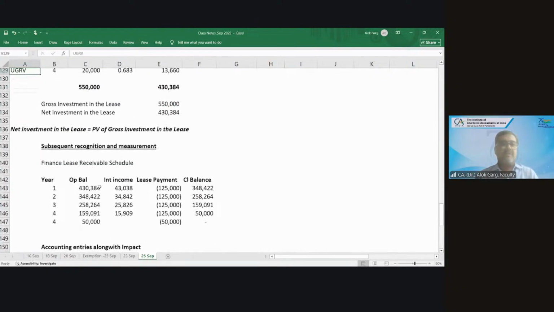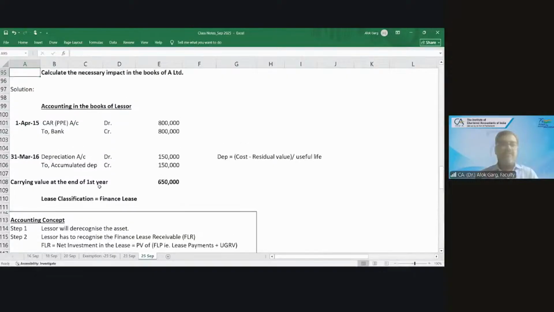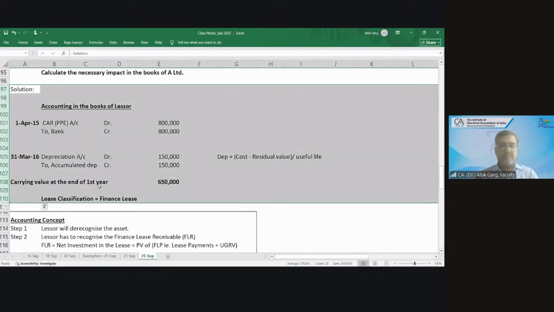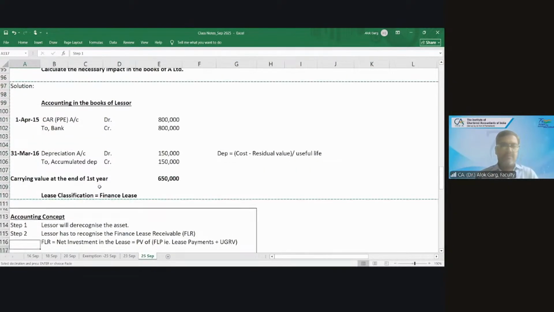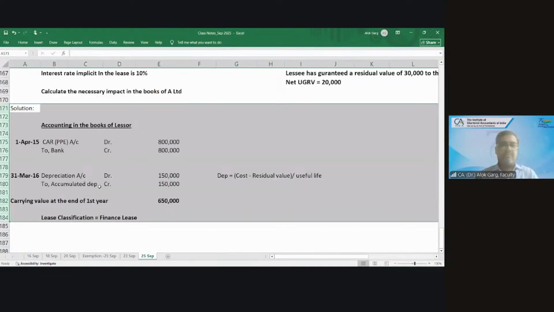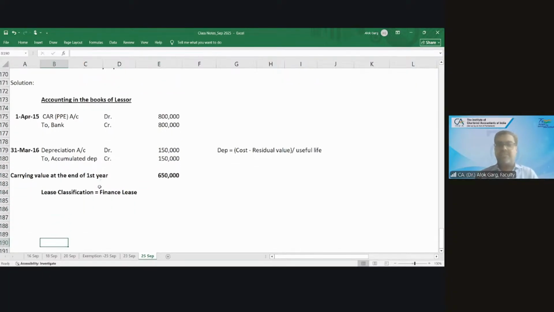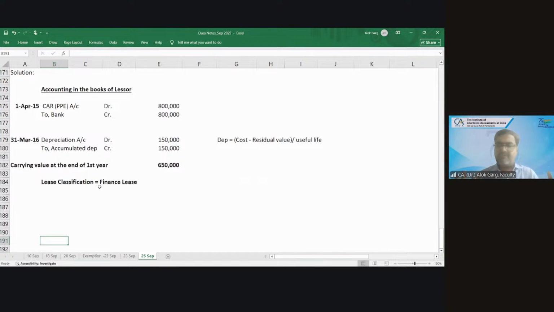Same. So let me copy the first part solution. This is exactly same. Car PP 8 lakh to bank, depreciation this, carrying value at the end of the first year 650, lease classification is equal to finance lease. Are you all agree with me? The same scenario. I have only changed the lease payment.